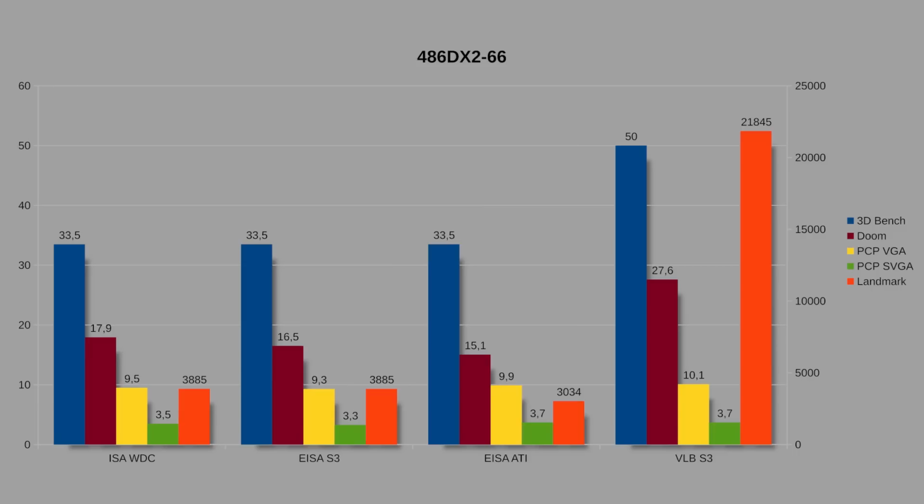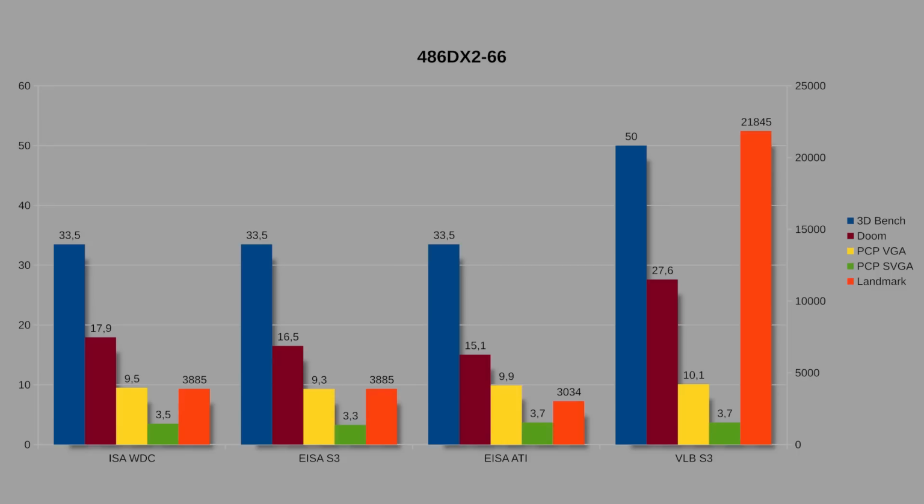In PC Player benchmarks now, there was some difference visible between ISA and EISA. Funny enough, in VGA, ISA WDC was still faster than the EISA S3 cards, but ATI Mark 32 was clearly ahead of the ISA card. VLB was once again a little bit ahead, but not by far. In SVGA, the ATI, EISA and S3 VLB were even on the same level at 3.7 FPS, where the EISA S3 delivered only 3.3 FPS and the ISA WDC 3.5.